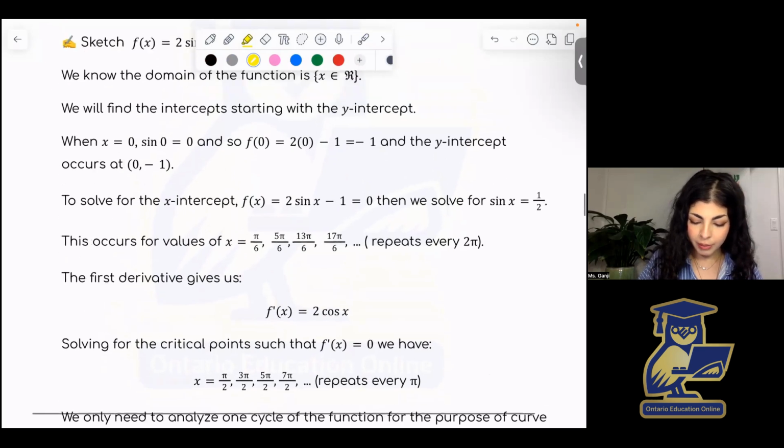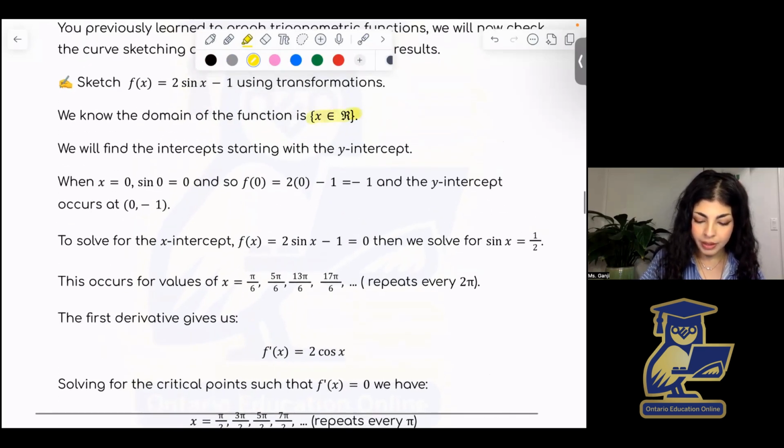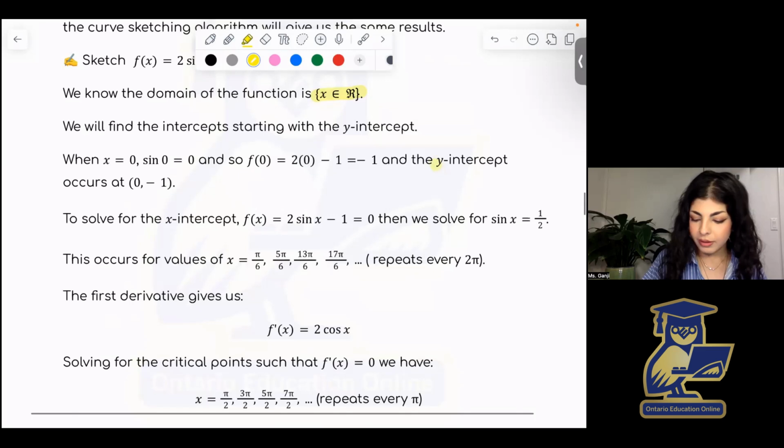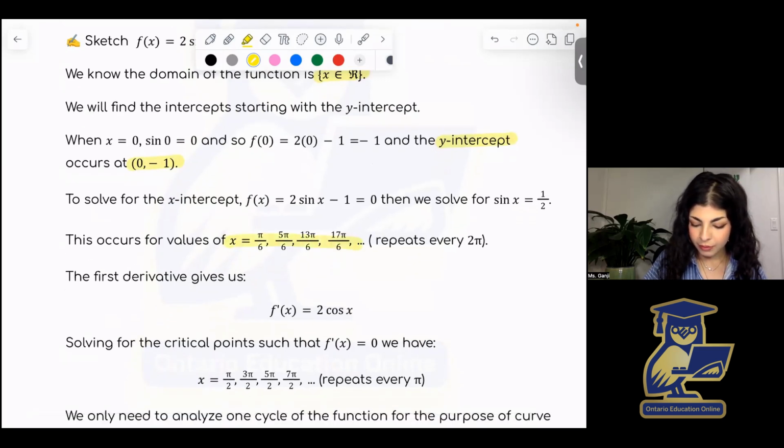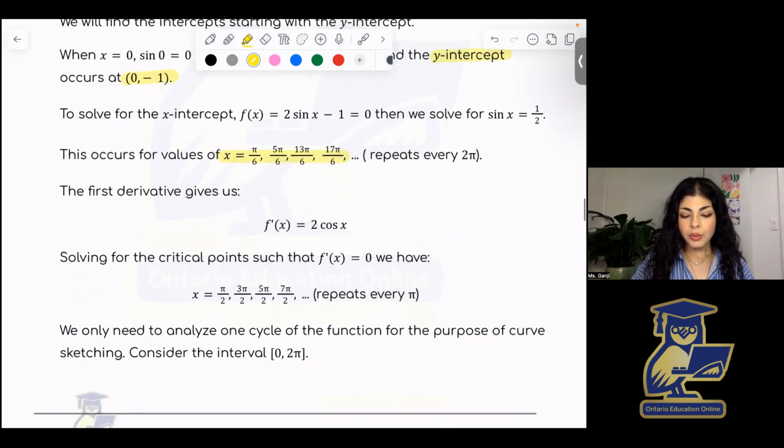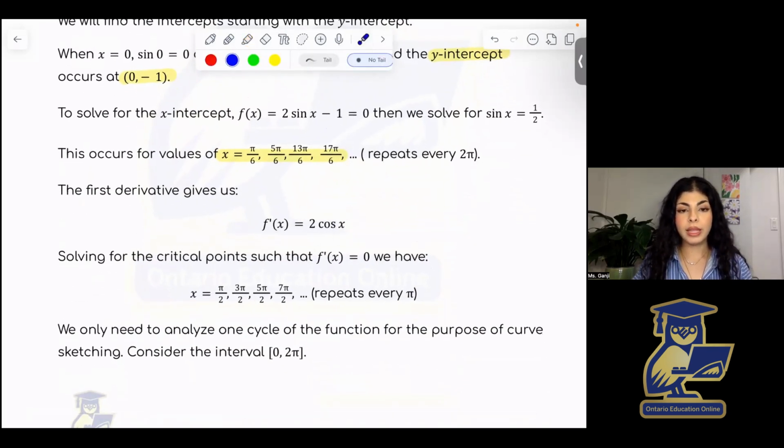So I am going to pause here. I just wanted to highlight, again, my key points when I'm graphing. Okay. So now we also have to solve when our first derivative is equal to 0.